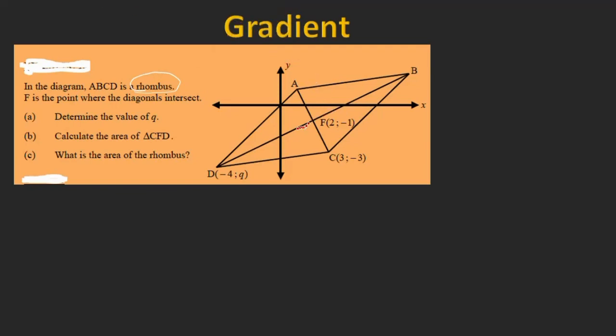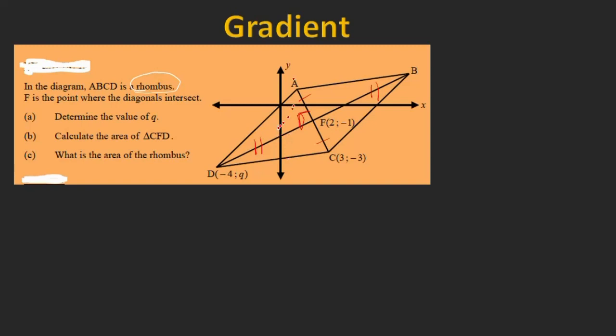So what else do I know? I know that this line here, this diagonal, is equal to that diagonal because F is the midpoint. I also know that this part of the diagonal DF is equal to FB, right? And I also know that AF is equal to FC, right? And then what else do I know? I know that diagonals of a rhombus meet at a 90-degree angle. So every angle around point F is 90 degrees, right?